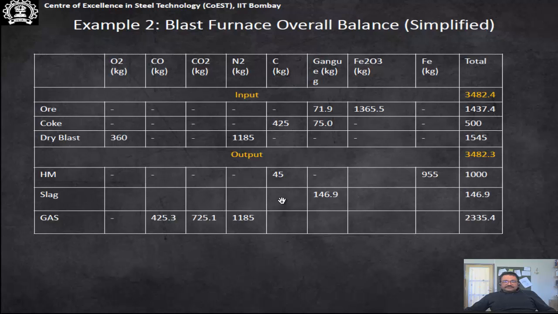Of course in this case it's a much simplified case, but there can be some species or elements which may come through different inputs and come out through different outputs. So all those things can be very nicely analyzed using such a table. So let me stop it here. This is the simple overall balance for a blast furnace presented here. In the next lecture I will also present the simplified overall material balance for basic oxygen furnace.